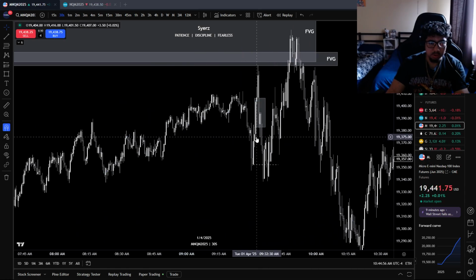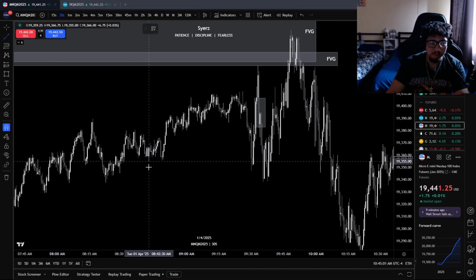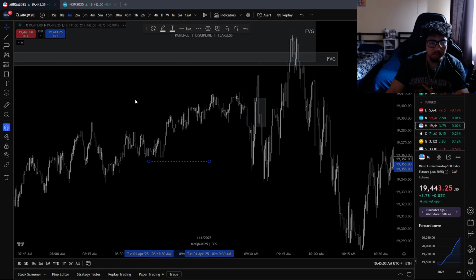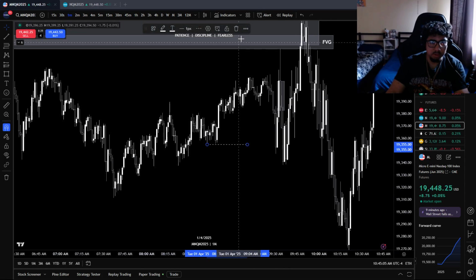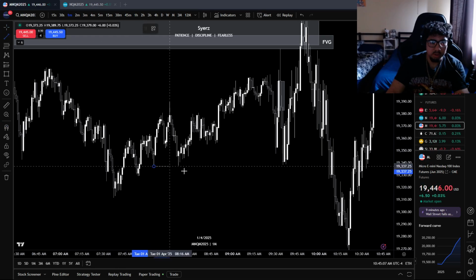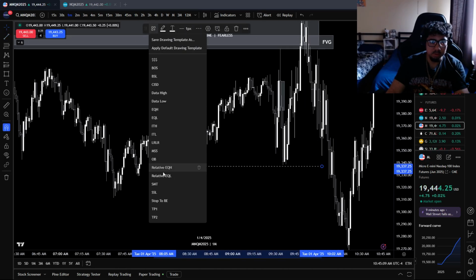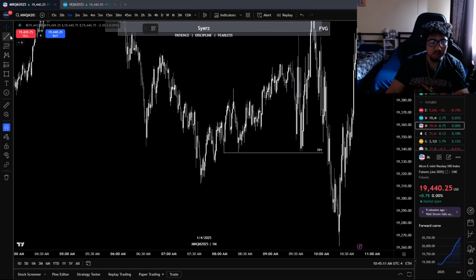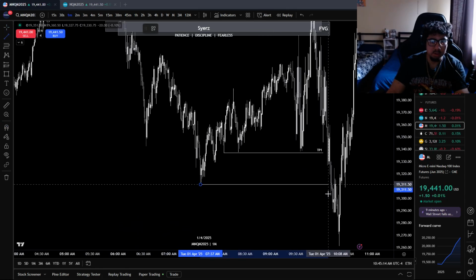So my first targets, first TPs, were these relative equal lows down here. That's the wrong set, my bad boys. So my first TP were these relative equal lows, and then I wanted these London lows for the sell side liquidity.